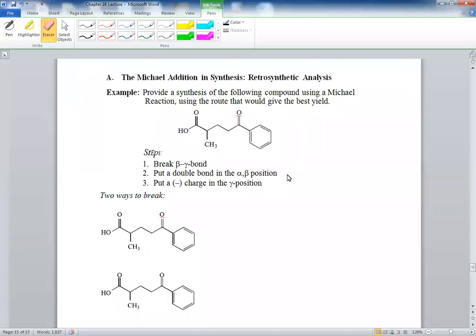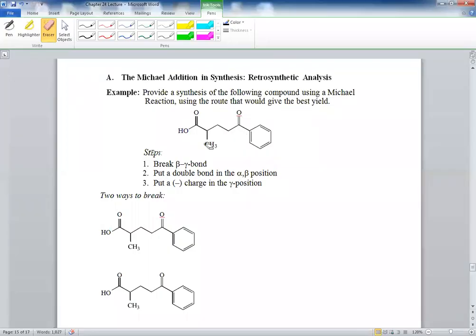So let's look at the Michael addition and synthesis and work our way back to determine how this compound was synthesized. So here are the steps. Before we begin, I want to warn you that the approaches here seem similar to the ones we use with Claisen and aldol. However, this OH is going to limit how we do it. So we need to be careful about that part, but we'll explain as we go.